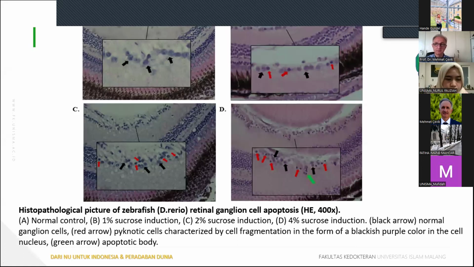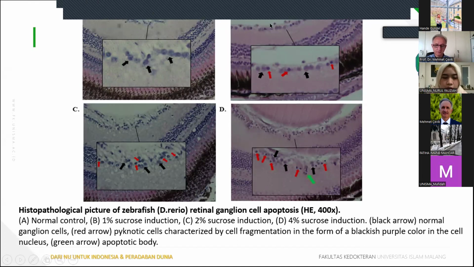And this is a picture of histopathology of zebrafish. We can see A is the normal control, B is 1% sucrose immersion induction, C is 2% sucrose induction, and D is 4% sucrose induction. The black arrow is the normal ganglion cells. The red arrow, we can see, is apoptosis of ganglion cells, characterized by pyknotic cells, which is cell condensation in the form of purple color in the nucleus, and then the green one is the apoptotic body.